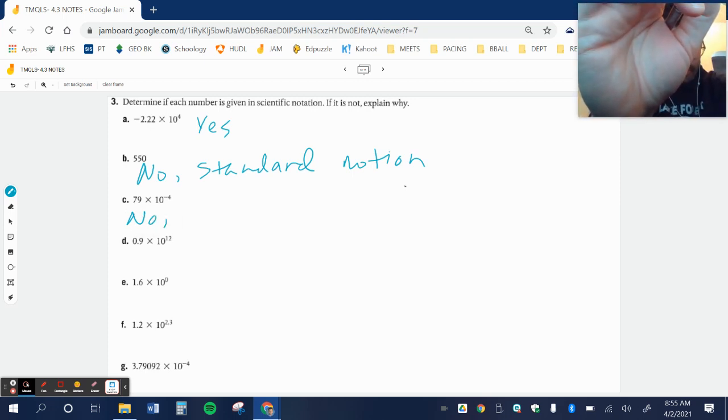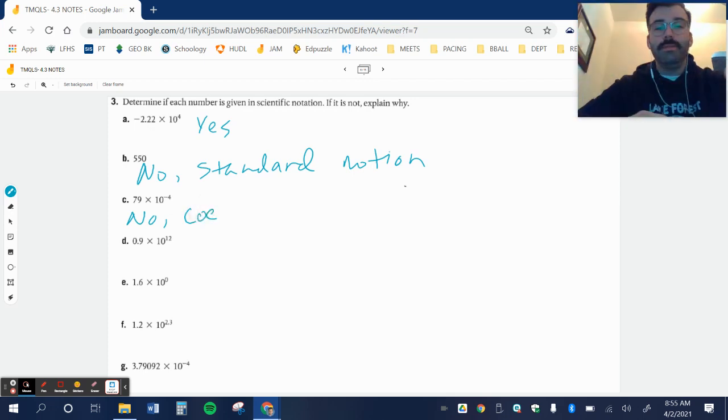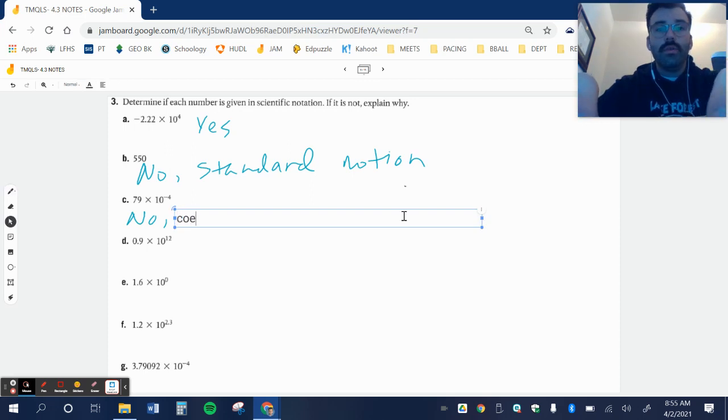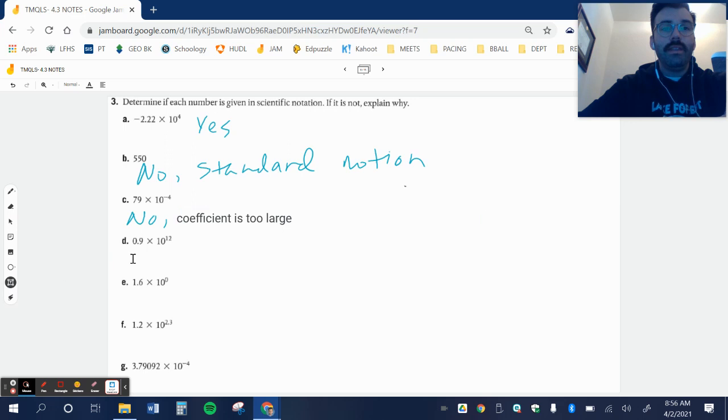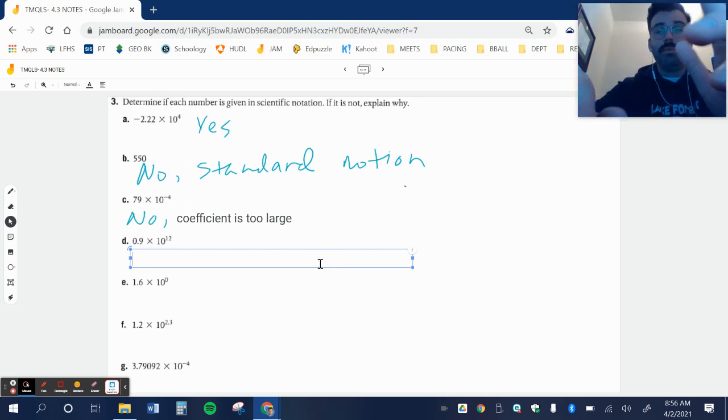How would we say that? Coefficient. I'm going to type this. Coefficient is too large. All right, coefficient meaning that's 79. If it was 7.9, that would work. But since it's 79, now I have 0.9. 0.9 is less than 1, so this would be another no.